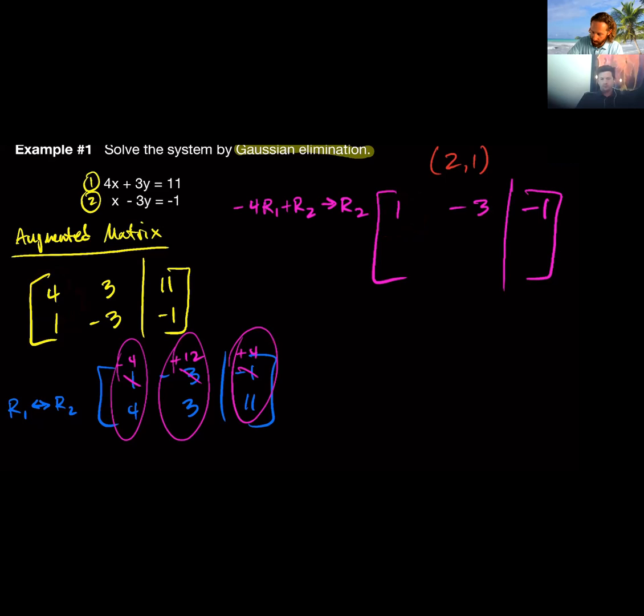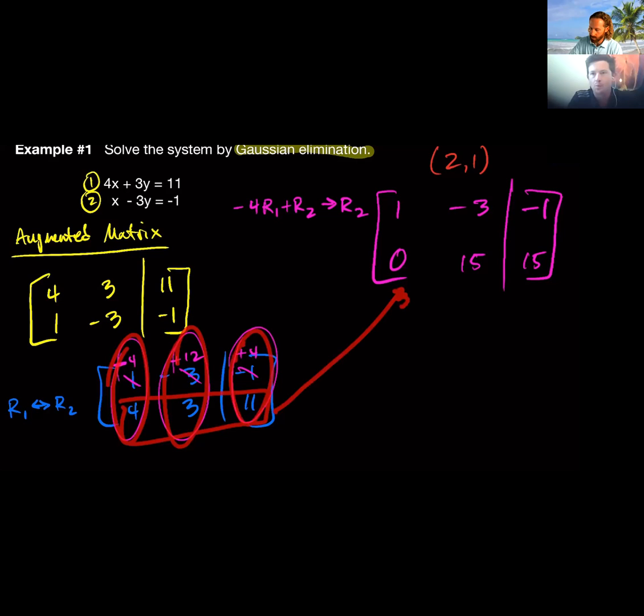Okay, but now my new row 2 is going to be, since this was a negative 4 and that was a positive 4, a 0. That's a positive 12 and 3, so 15. And then 15. Is everybody okay where I got these? I multiplied row 1 by a negative 4, and I added it to my row 2, here, here, and here, to get a new row 2, which was this.